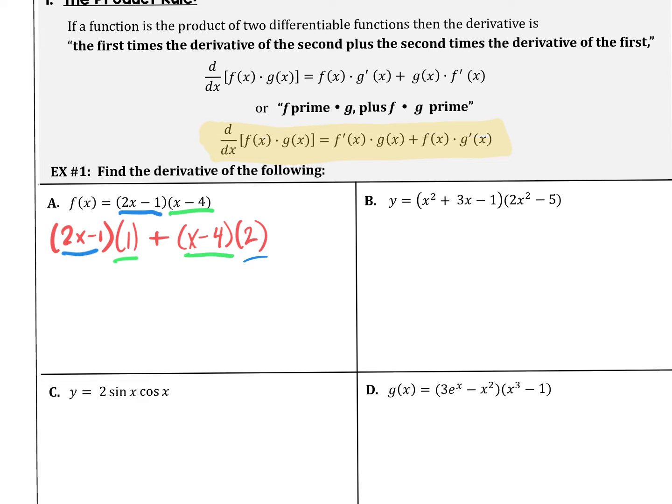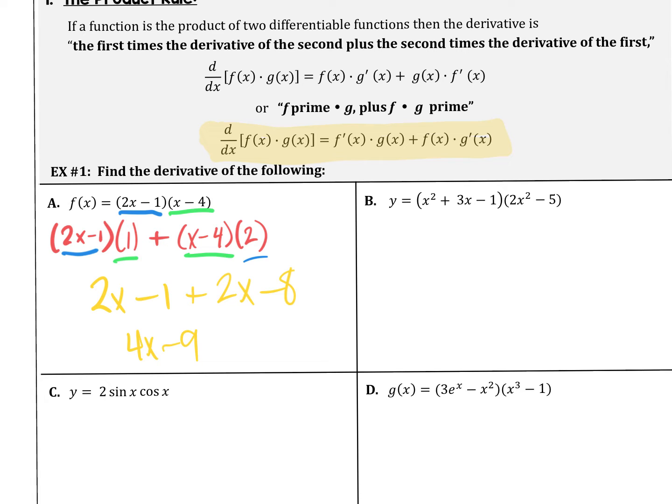So the first part will just stay 2x minus 1 because you're multiplying by 1. And then you're adding 2x minus 8. So you get 4x minus 9. Right, so before when we did these, we would have foiled this and then done the power rule. You can still do that, but honestly, this is faster. Because look at the next one. It's going to be way easier to just do it this way than multiply all that together first and then take the derivative.